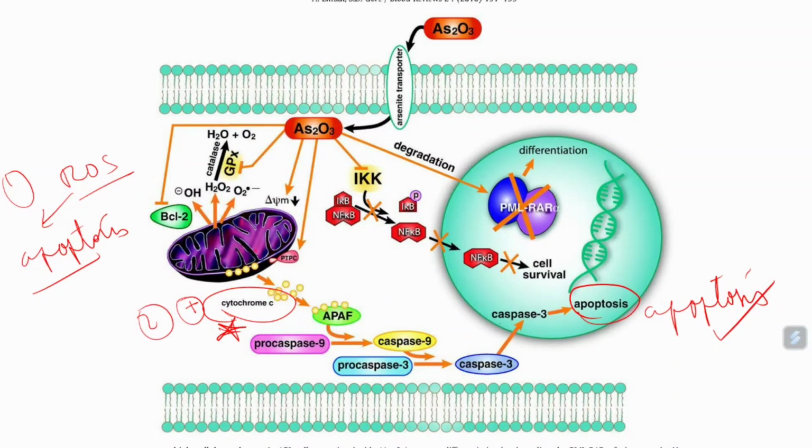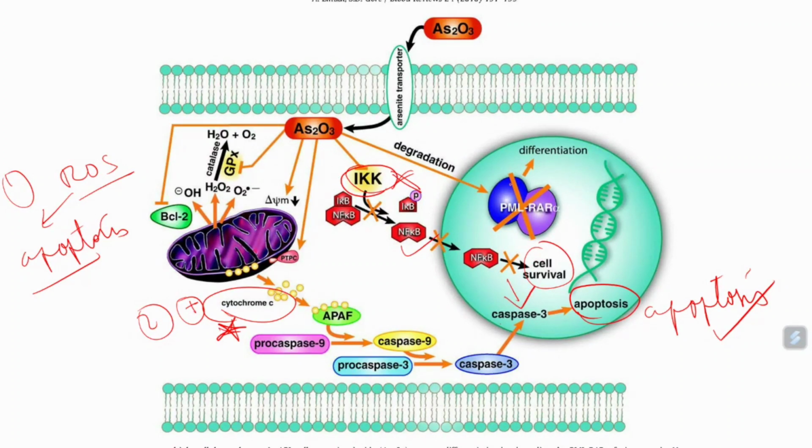And again, what I told, it inhibits IKK enzyme. Okay. IKK is called IKB kinase. So IKB kinase enzyme activates nuclear factor kappa B, and further it helps in cell survival. If this enzyme is inhibited, what will happen? Further cell survival will be decreased. Okay. So this is another mechanism.